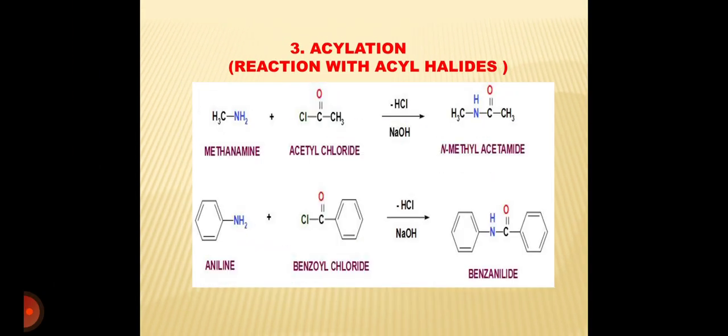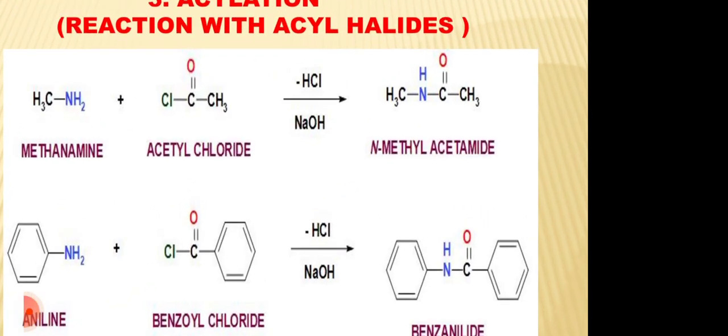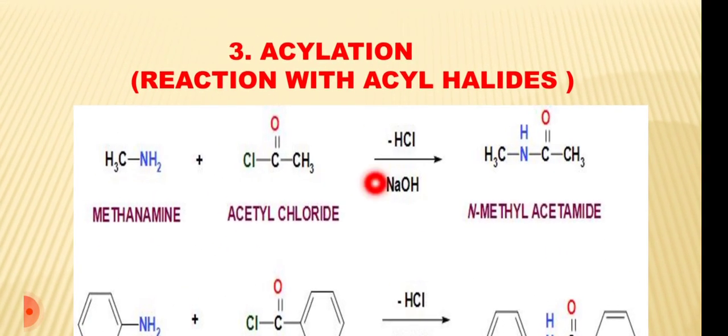The next reaction is called the acylation reaction. Like alkylation, acylation simply means the attachment of the acyl group, that is the RCO group. Let's take the example. Methanamine, that is CH3NH2, on reaction with acetyl chloride liberates a molecule of HCl in presence of a base like sodium hydroxide.